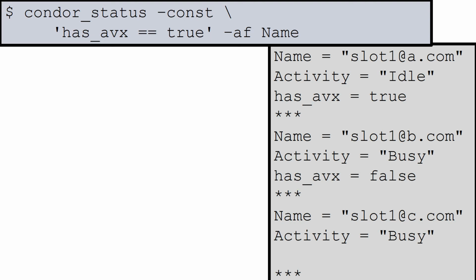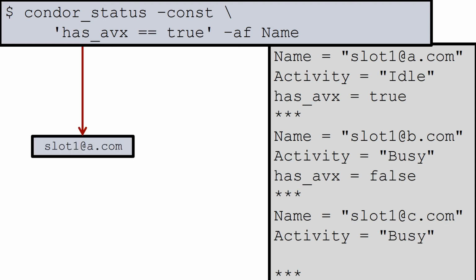Let's say we want to know all the slots in our pool that we know for sure have the AVX instructions. I hope that by now you can write this query, and it should look something like this. There's more than one way to write the query, though, so if you didn't get exactly that same text, you're probably still good. And in this case, slot1@a.com is our only slot that has AVX for sure.